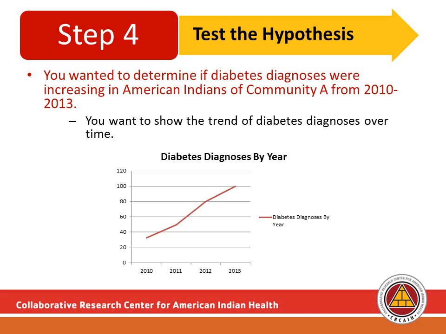So let's remember your hypothesis. The rate of diabetes diagnoses in American Indians of Community A has increased from 2010 to 2013. Your analysis should help you in supporting this statement or rejecting it. Therefore, you want to show the trend of diabetes diagnoses over time from 2010 to 2013 for American Indians in Community A. You could show this trend graphically to help display the clear increase in diabetes diagnoses over the time frame. In this example, you found data that supports your hypothesis.